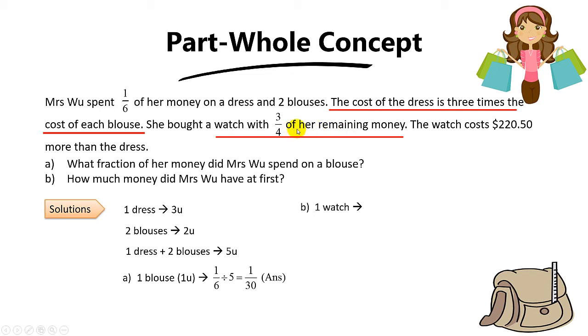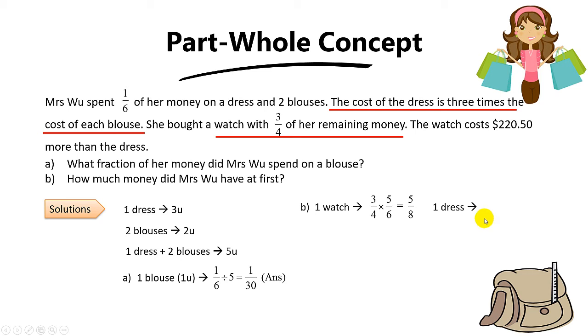Can you recall? Of means you times, right? So her remainder is basically 1 whole minus 1 out of 6, which is 5 out of 6. Do you understand? Because if Mrs. Wu spent 1 out of 6, the remainder will be 5 out of 6. And if you take 3/4 times 5 out of 6, you get 5 out of 8. So the watch will cost 5 out of 8 of her money.